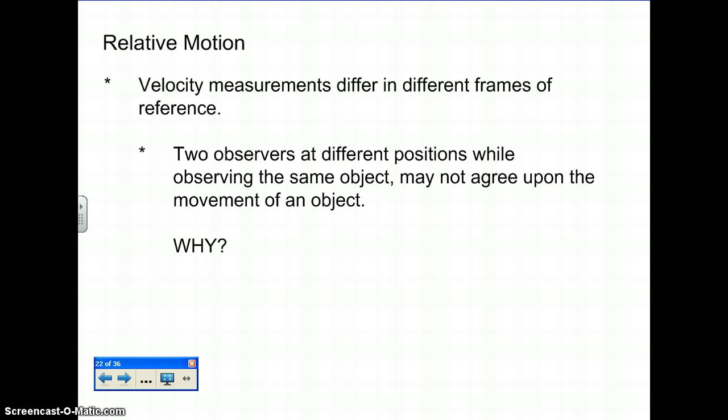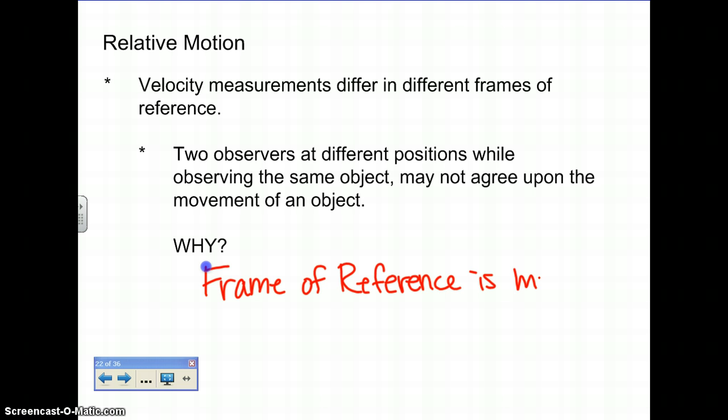So what are they missing here? Why can two observers observing the same object not agree upon the motion of it? Because a frame of reference is missing. So pretty much it's up to whomever's frame of reference they're using.